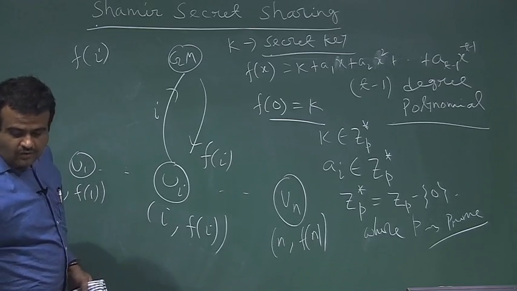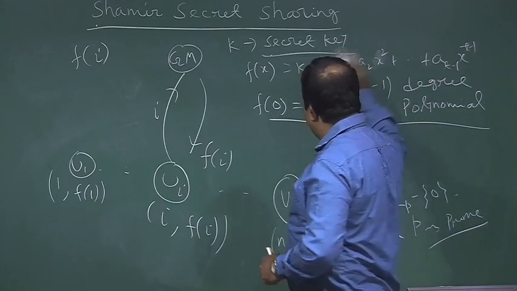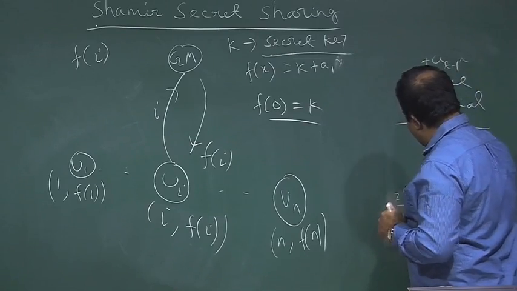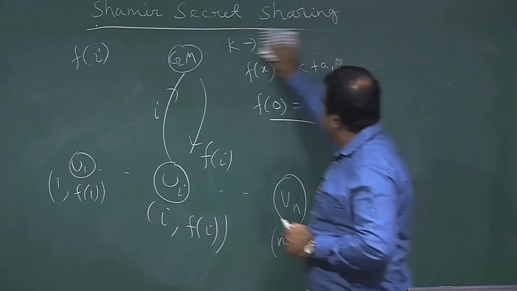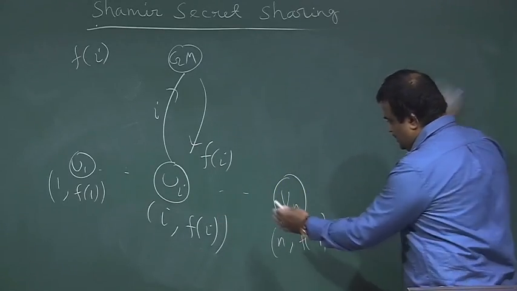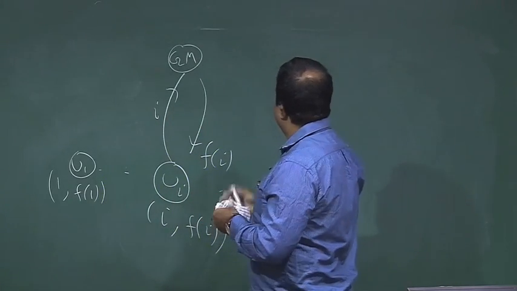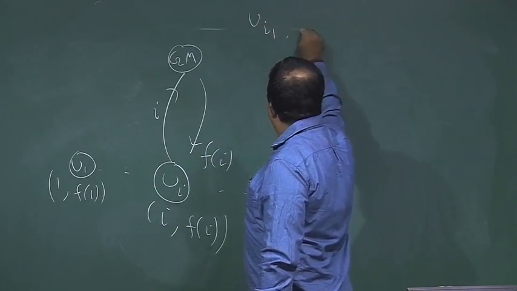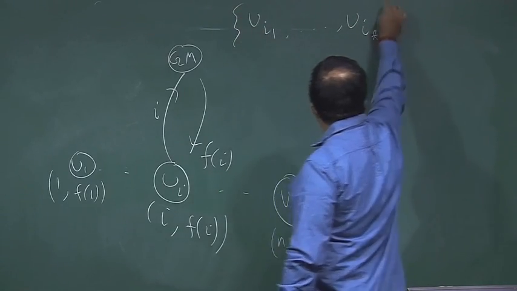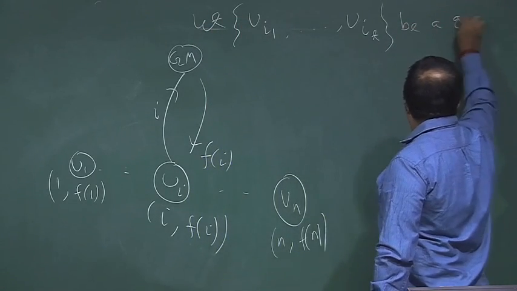Now, how can they compute k? This is a polynomial of degree t minus 1. Suppose out of n users, t users come together with their shares. So, these are their shares. Now, if t users come together, say U_I1 to U_IT, let this be a group of t users.